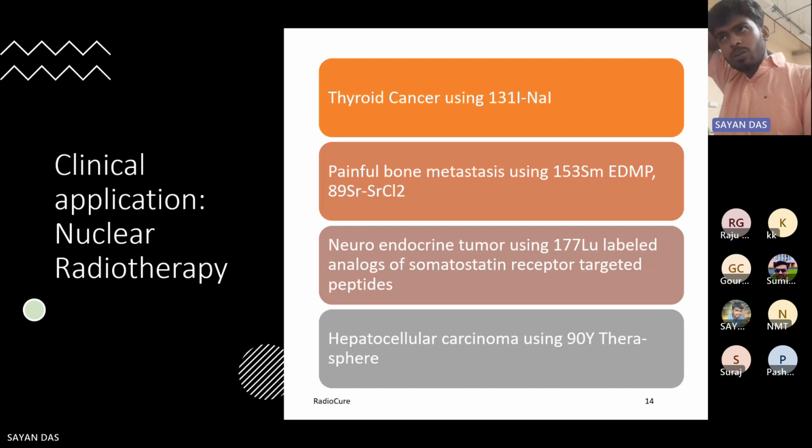And for hepatocellular carcinoma, yttrium-90 TheraSphere is used. This is a microsphere within which yttrium-90 is incorporated, and we inject it by catheter into the liver, because the liver is a very complex system. We cannot target the liver by the oral route. So we insert a catheter into the hepatic artery of the liver, and then we inject these microspheres into that space, and we kill the hepatocellular carcinoma with this TheraSphere.